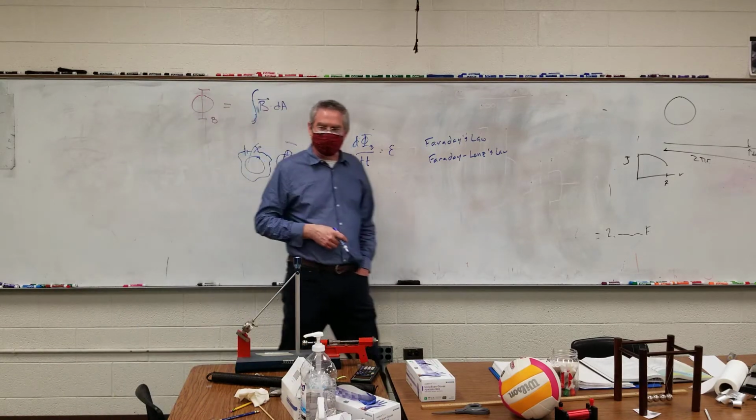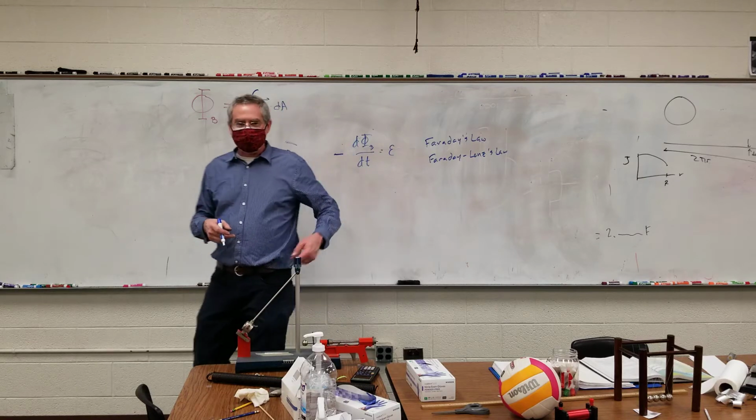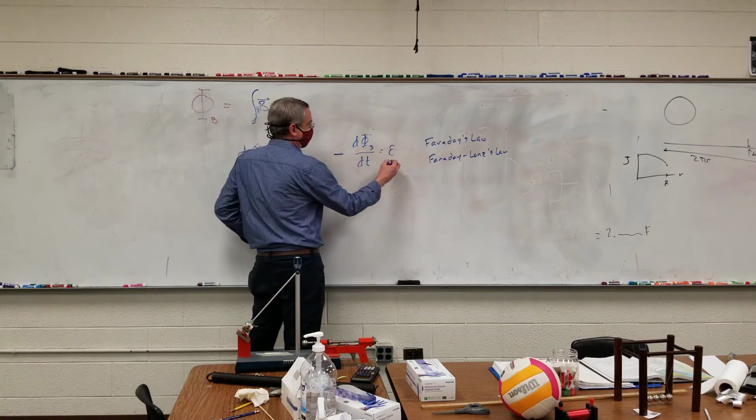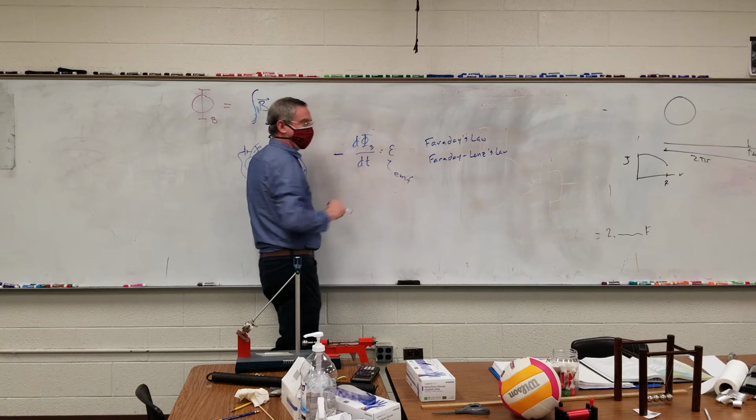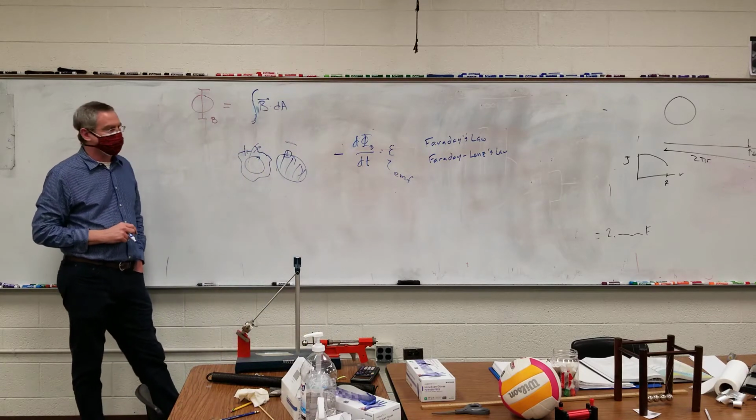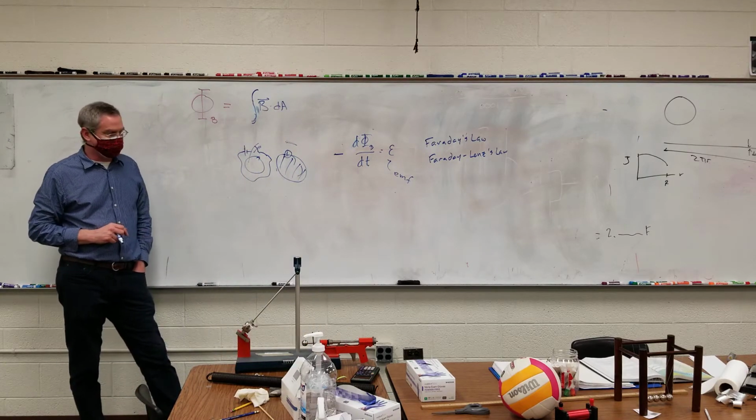So all I need is a change in magnetic flux, and I create a voltage, an EMF. Again, this is the symbol for an EMF. This is not the permittivity. This is the epsilon for EMF.